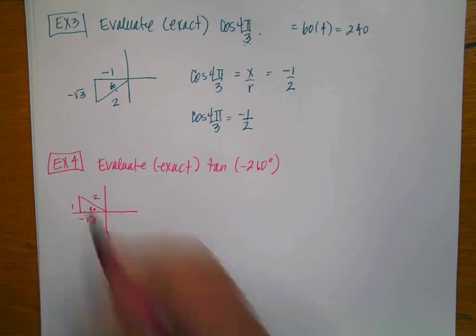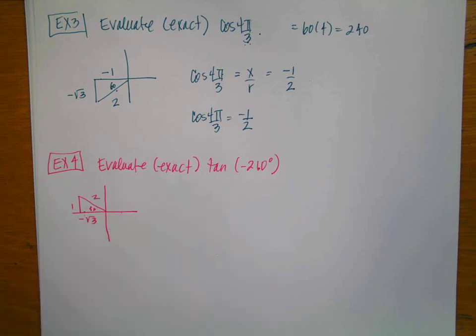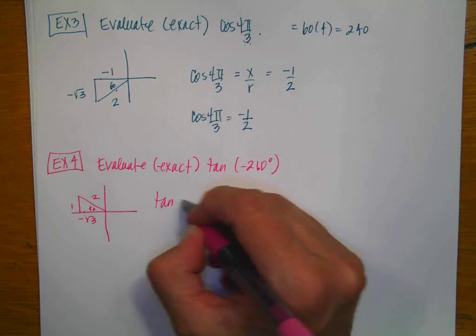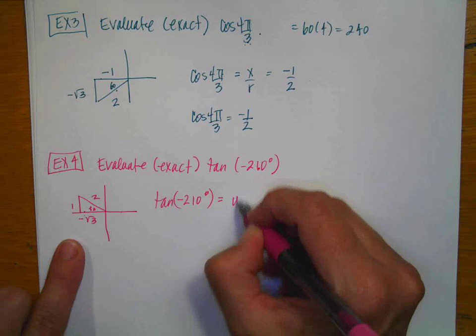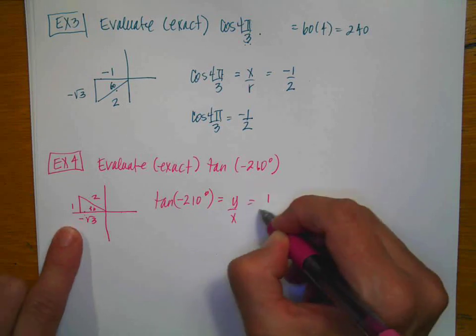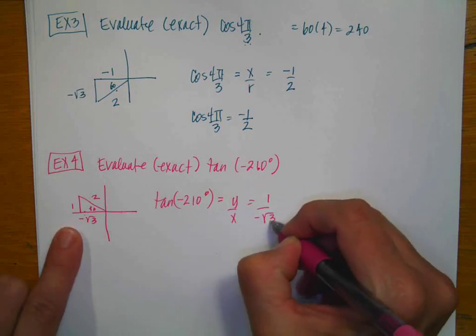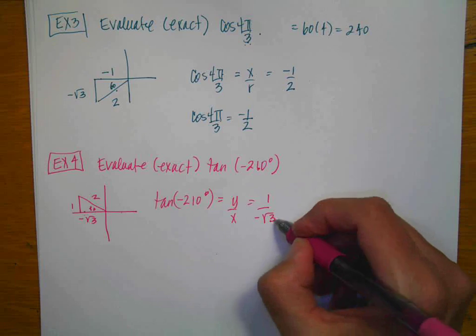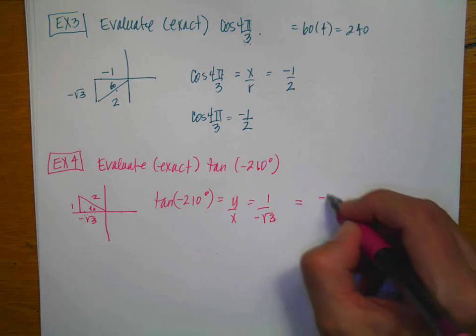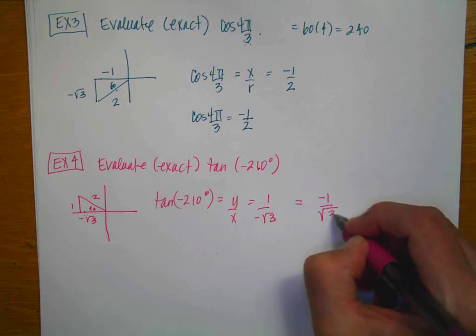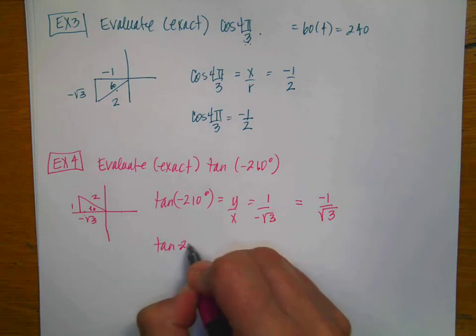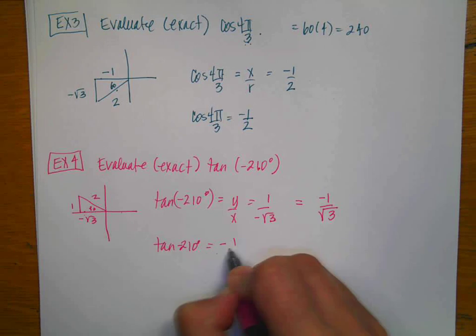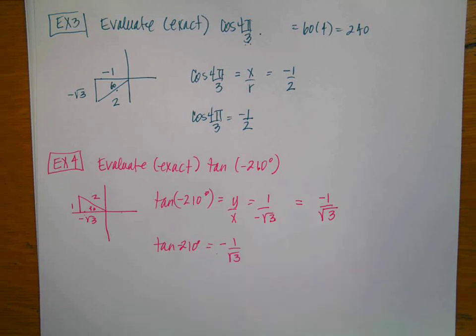So this is 1, this is a negative radical 3, and 2, okay? And then the tangent of negative 210 degrees is y over x, so that's going to be 1 over a negative radical 3. Don't rationalize, and I typically move the negative to the top, and so then I would report the tangent of negative 210 as a negative 1 over radical 3.